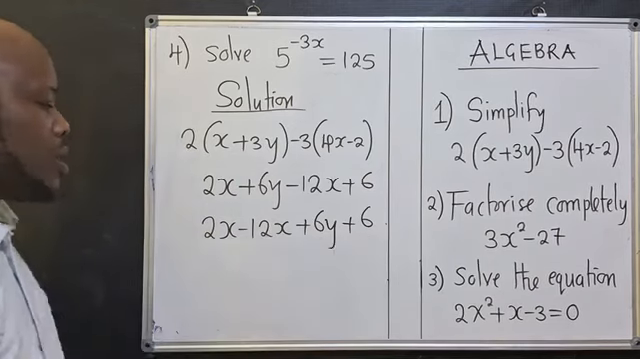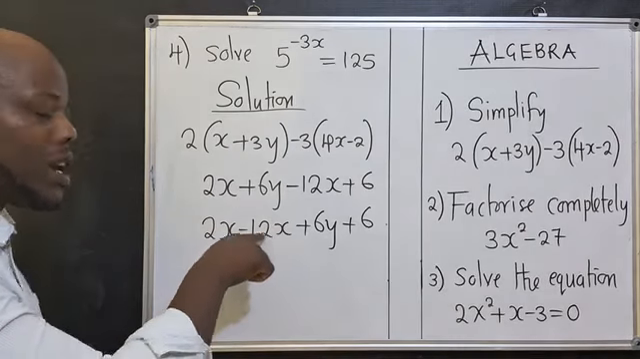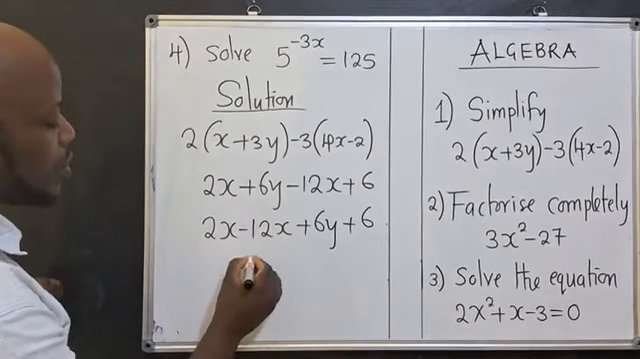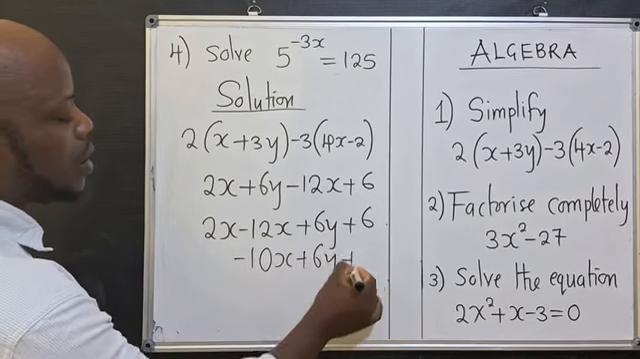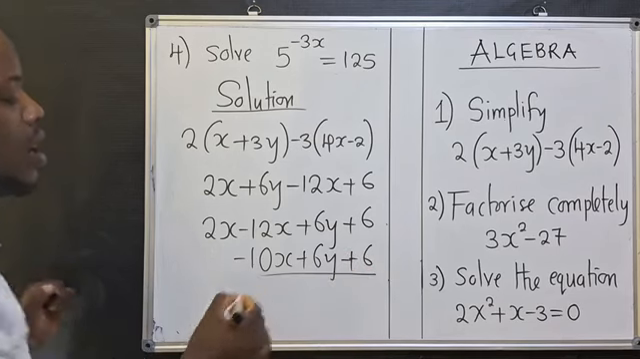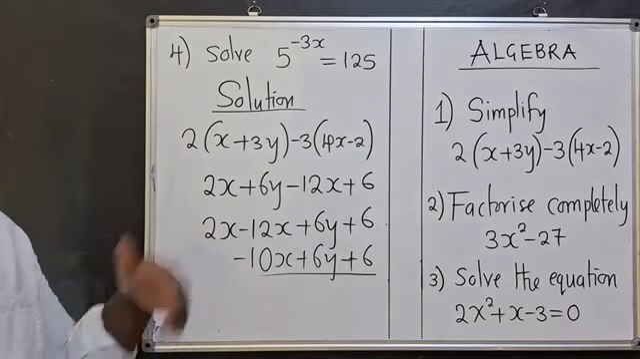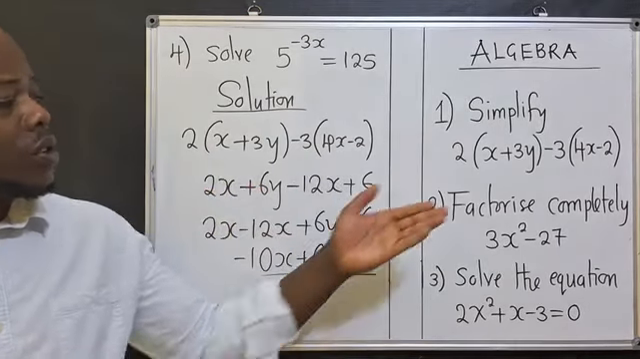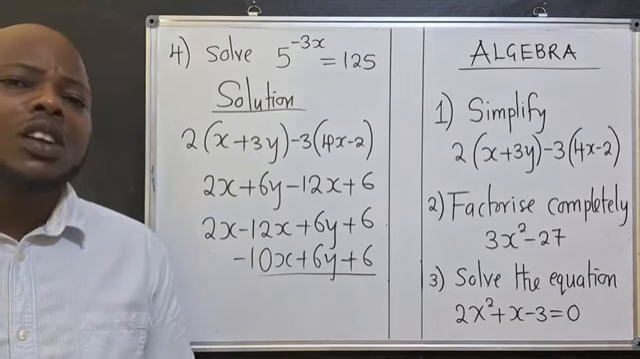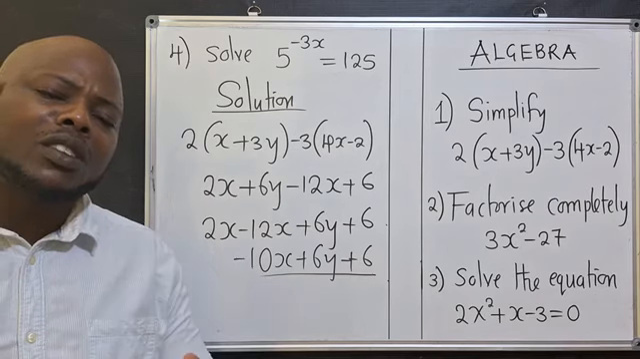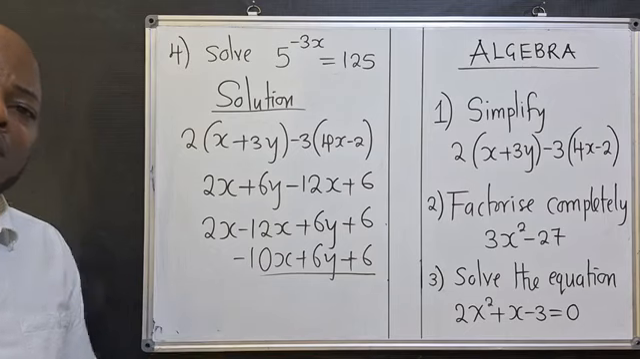This one and this one, for these, we have to do something. That will be 2x minus 12x, which will give us negative 10x plus 6y plus a 6 there. And this is how the solution was supposed to be. Okay. So for simplification, we're done. Let's now check on factorization. So remember, when they say factorize completely, they want you to factorize up to the end. Okay. So let's work it out and see what we're going to get.